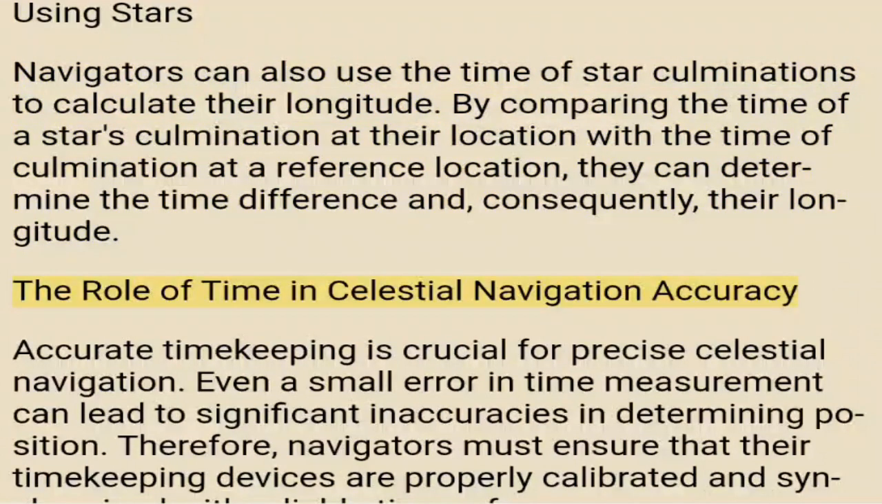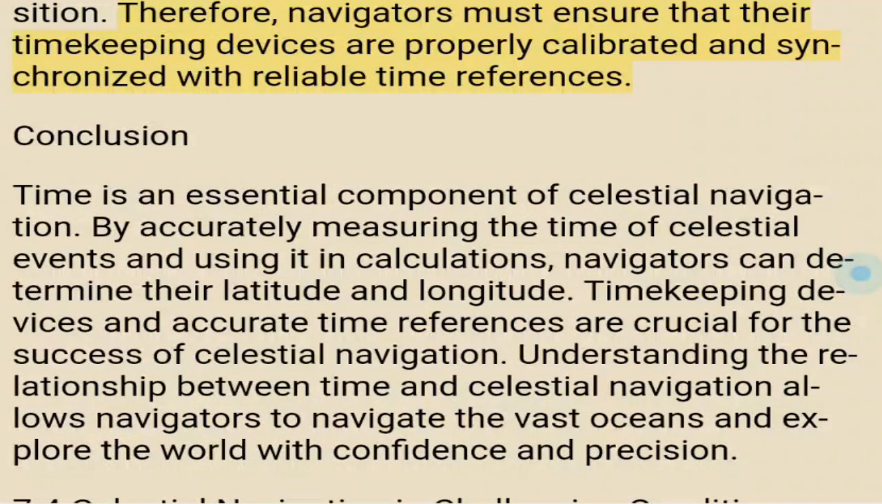The role of time in celestial navigation accuracy. Accurate timekeeping is crucial for precise celestial navigation. Even a small error in time measurement can lead to significant inaccuracies in determining position. Therefore, navigators must ensure that their timekeeping devices are properly calibrated and synchronized with reliable time references.